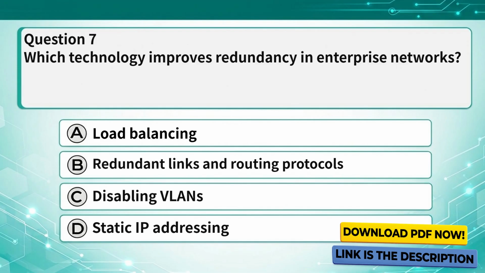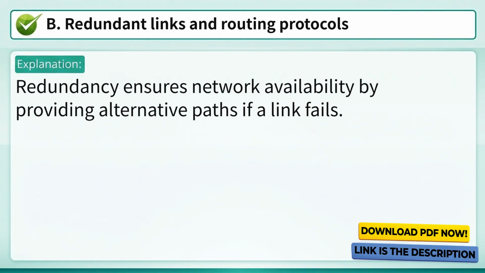Question 7. Which technology improves redundancy in enterprise networks? A. Load balancing. B. Redundant links and routing protocols. C. Disabling VLANs. D. Static IP addressing. Correct answer, B. Redundant links and routing protocols. Explanation: Redundancy ensures network availability by providing alternative paths if a link fails.